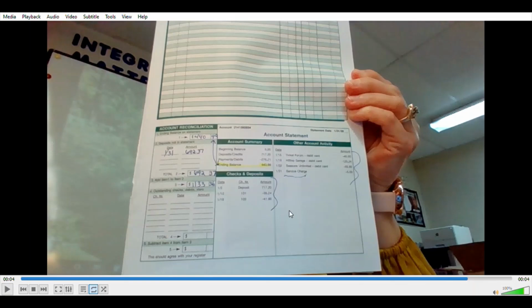Now to continue completing the account reconciliation form, it says add item 1 to item 2. So in item 1, I have $440.99. In box 2, I have $692.37. When you add those two numbers together, you get $1,133.36. $1,133.36 goes in box 3.